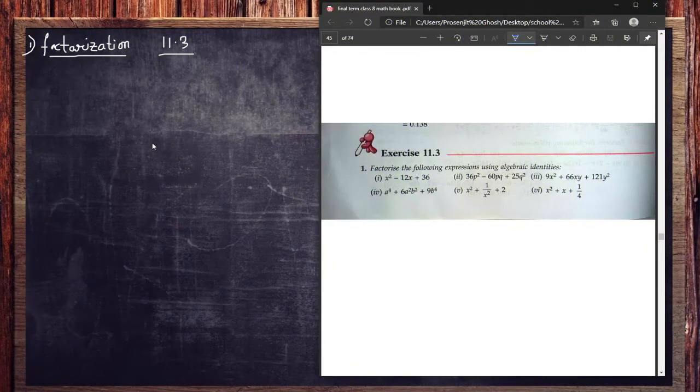We are back in the third part of factorization, where we will discuss exercise 11.3. In our previous videos, we discussed grouping and how to take the common factors from them. In this part, we're going to see how identities work in this kind of factorization. But before that, we have to learn the identities. What are they? Let me discuss those first.